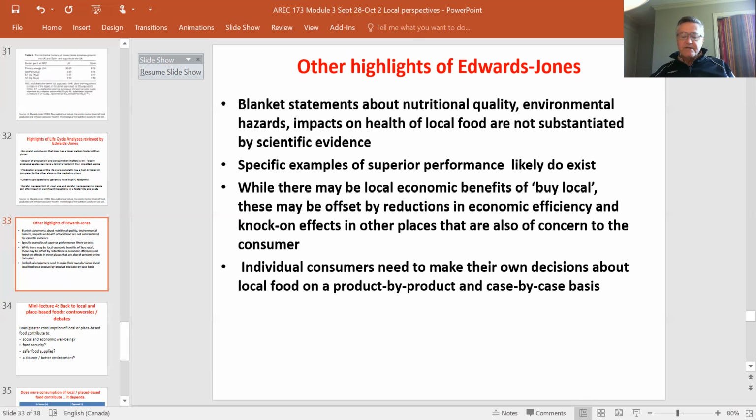Though there certainly are some examples of superior performance, there are also examples where local food has worse environmental impact than the food we might source more globally. There may be local benefits from buying local in terms of economics, right? If you're sourcing from a farmer, the farmer is buying his or her food and other things in the local economy. There's maybe a greater multiplier impact.